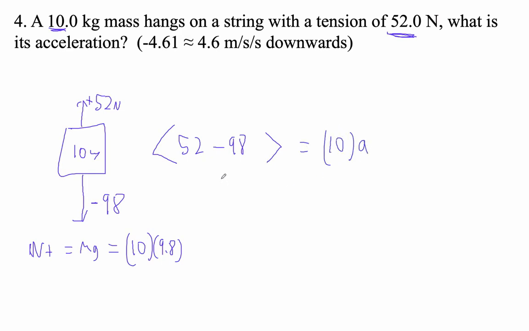All right, I can do this. 52 minus 98 is negative 46, which is exactly 10A, right? So A is equal to negative 4.6 meters per second squared.